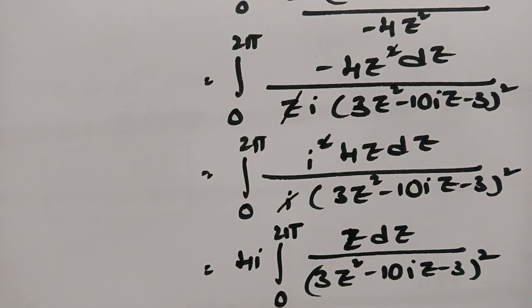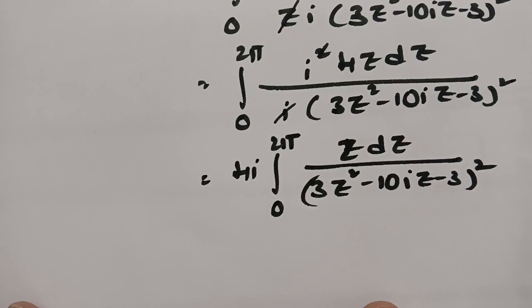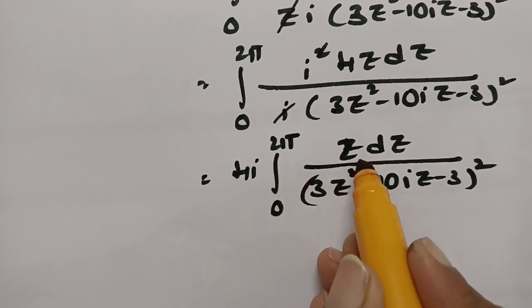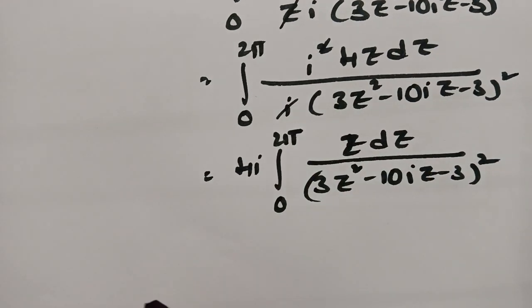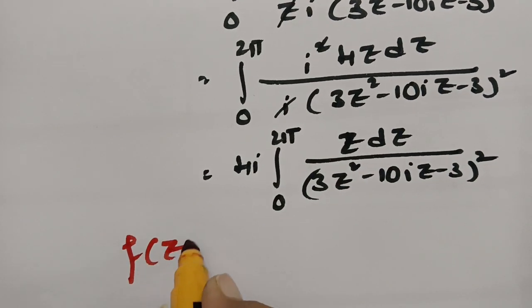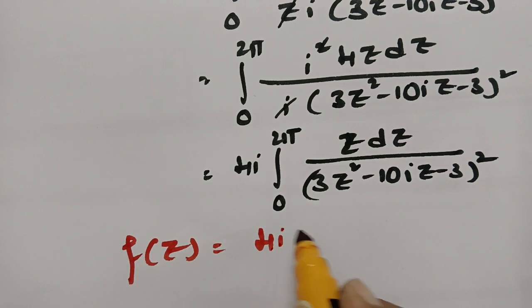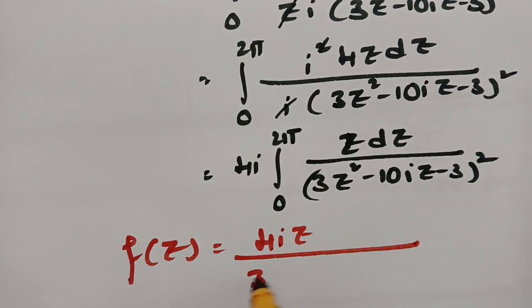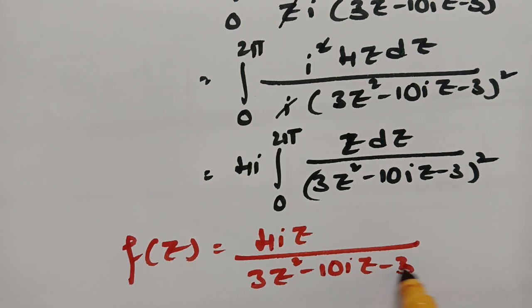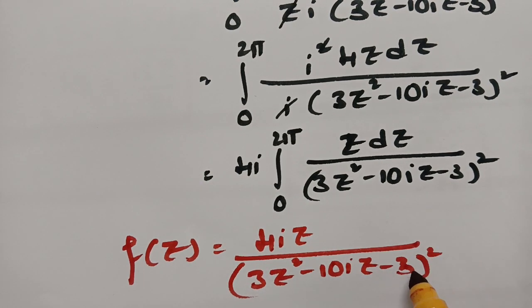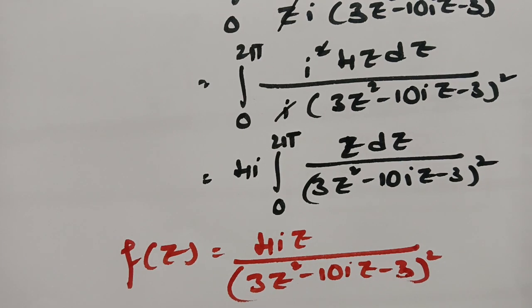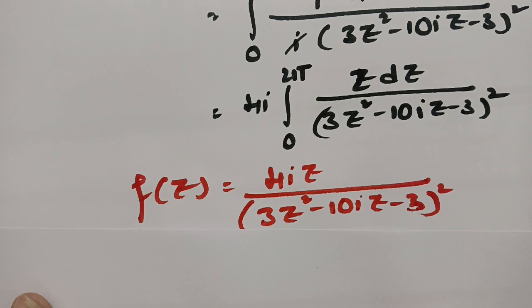Now what is our f of z value? So f of z is nothing but the integral of f of z into dz. Therefore our f of z value is clearly 4iz divided by (3z square minus 10i into z minus 3) whole square. As usual, if I want the poles for the given equation, what we have to do? We have to equate the denominator to 0.